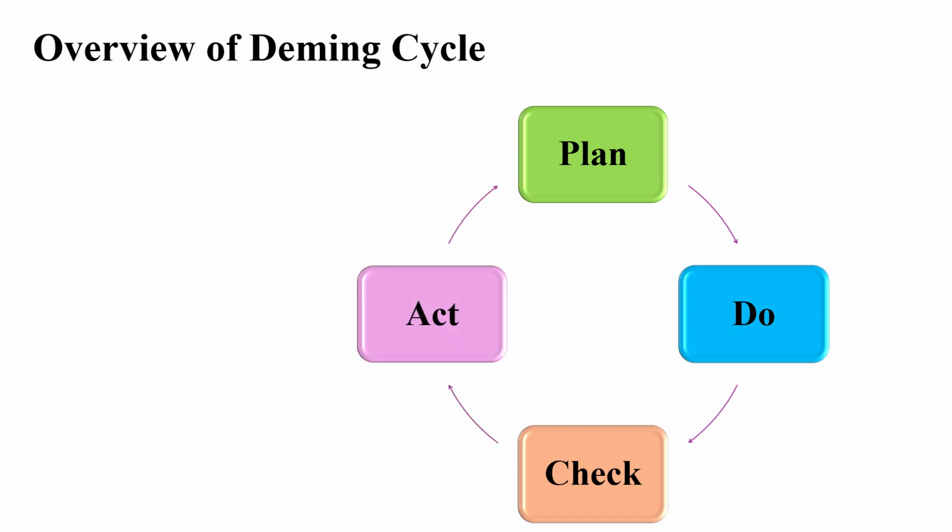Act. Based on your findings from the check phase, you make a decision. If the test was successful, you can implement the change on a larger scale. If it wasn't, you can either discard the idea or go back to the plan stage to refine your approach based on what you learned. This final step closes the loop, turning the cycle into a continuous process of improvement.